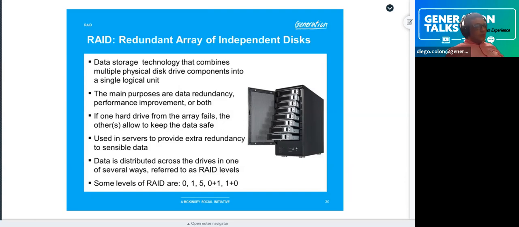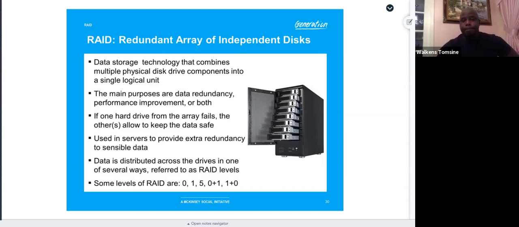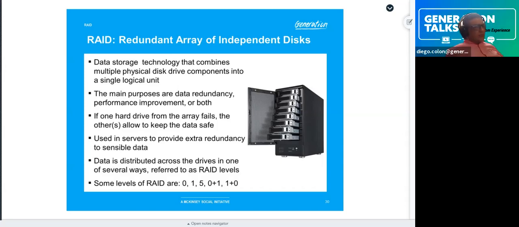Usually within servers, to provide extra redundancy to sensitive data, be that you do have your tape drives already backing up the information. At the same time, if you can have that redundancy on the fly, it would be great. The data usually is distributed across the drives in one or several ways, depending on the type of RAID levels that you use. You have RAID 0, RAID 1, RAID 5, you have RAID 10, you have RAID 0 plus 1 and 1 plus 0.